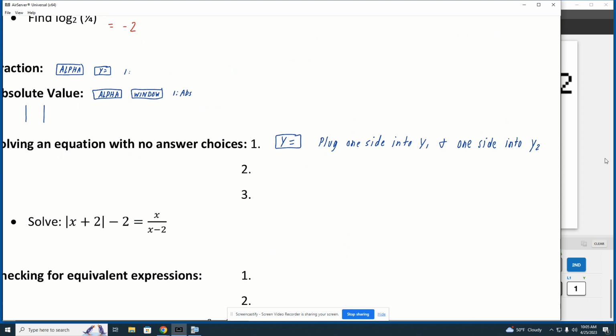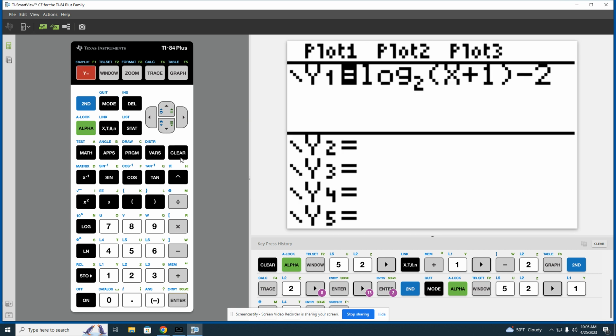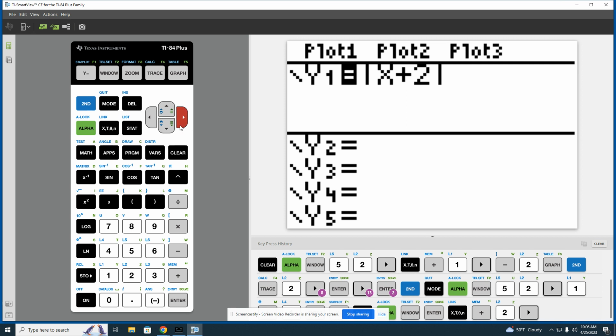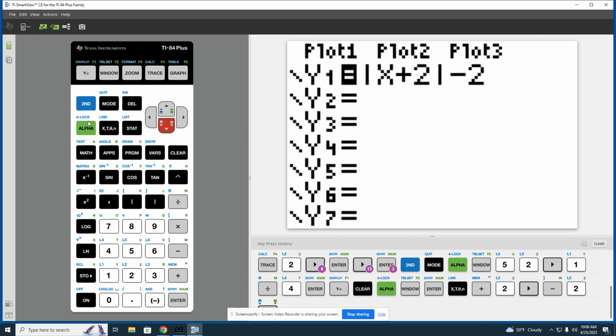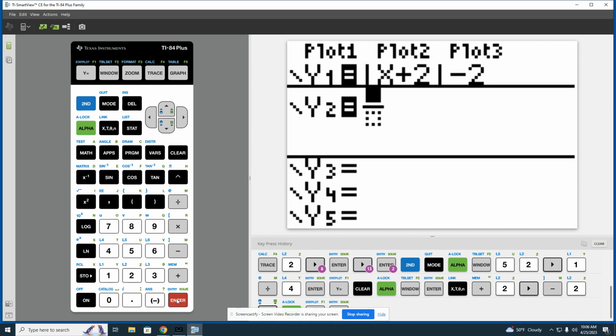I'm going to go to y equals. Let's clear out what's in there. And let's plug one side of that equal sign into y1. So let's do alpha window number 1, we just talked about. Let's do x plus 2. And then on the outside of that, minus 2. But then we go to the other side of equals, and we plug it on the other side. So we've got x over x minus 2. Not plus 2, guys. Minus 2. And then I graph it.